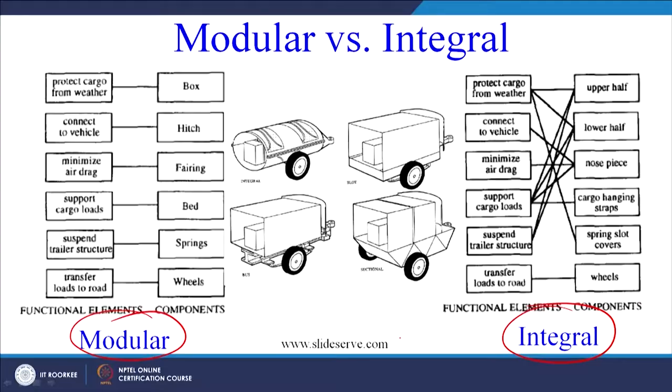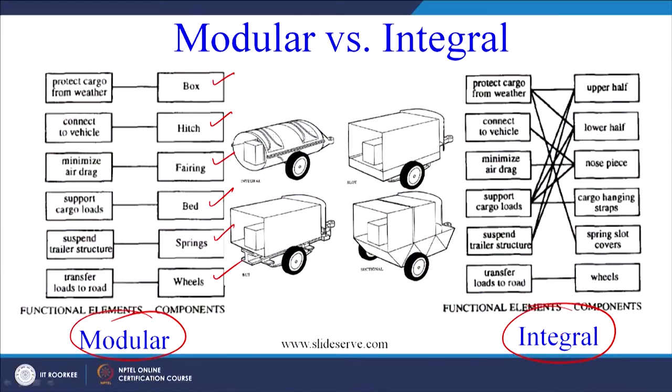So the two of them are shown here. We can have a modular architecture, we can have an integral architecture. We will not be able to go into the details of this, but in modular architecture, each part, box, hitch, fairing, bed, springs, wheels are maybe independently satisfying a particular function, or they are satisfying the functional requirement independently.